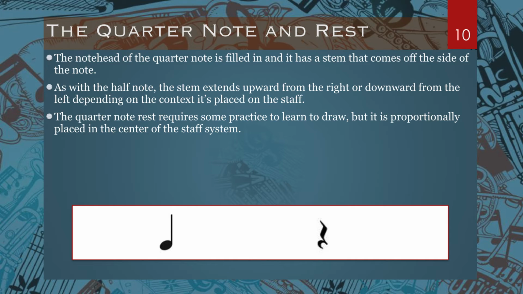The quarter note rest requires some practice to learn to draw, but it is proportionally placed in the center of the staff system. So you just kind of go down to the right, and then a swipe to the left, down to the right, and then curve around in sort of a half circle to the left, ending to the right. It's something that if you want to learn to draw, you should probably print a copy of it and just trace a quarter note rest until you got it down.